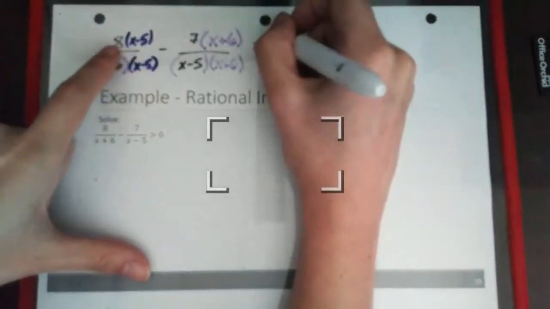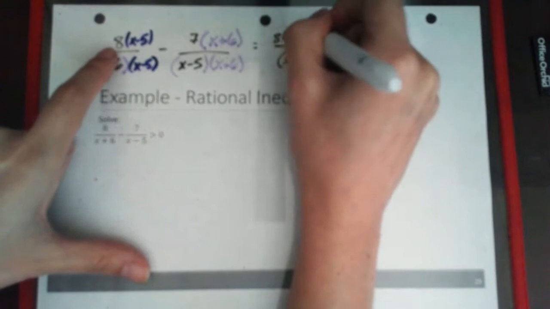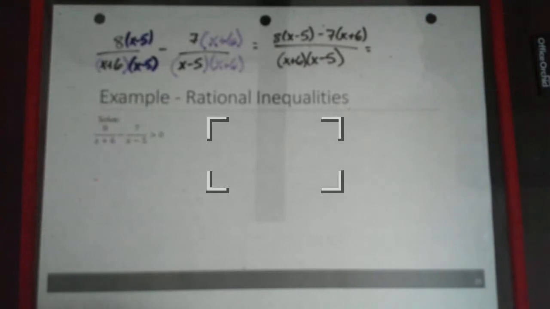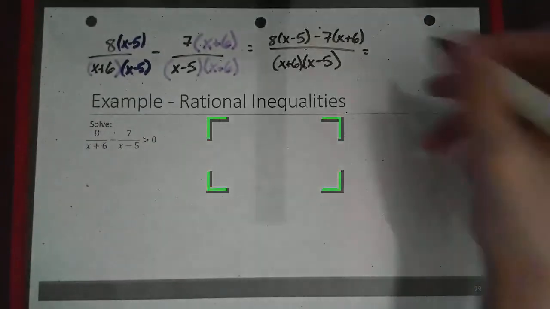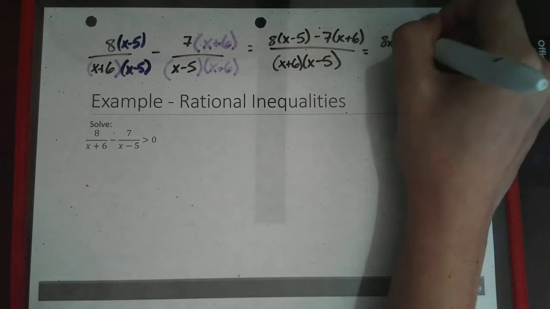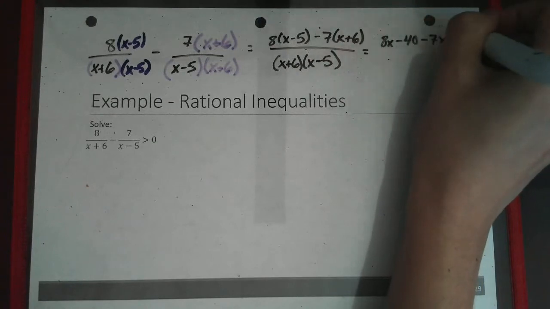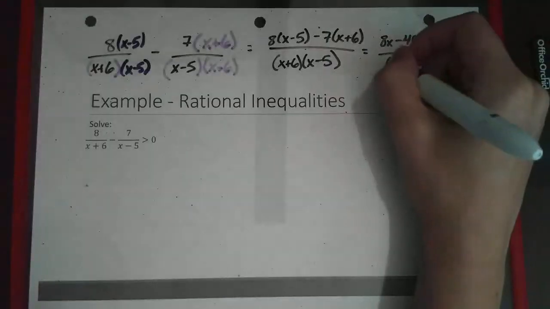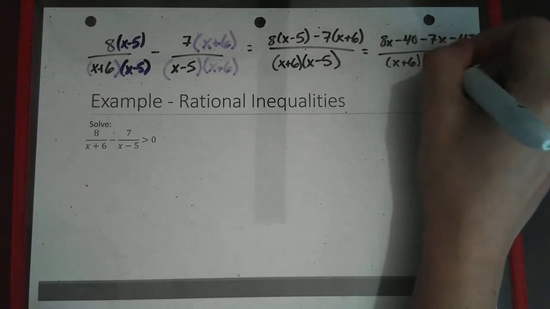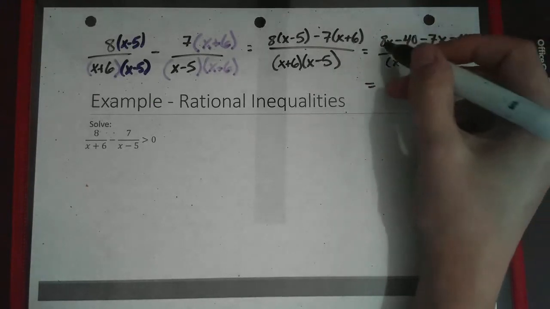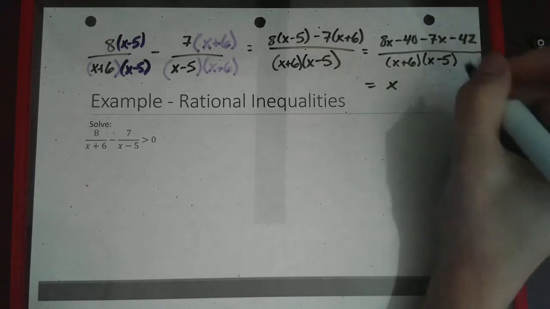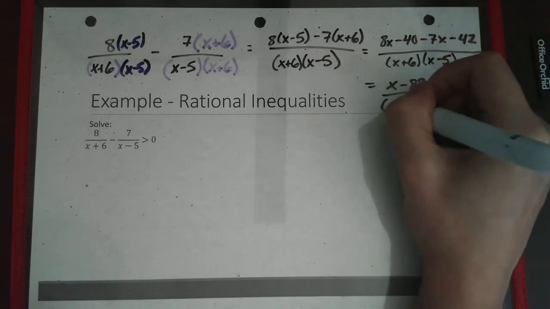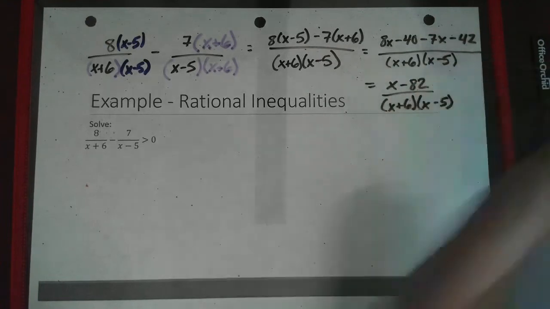Our numerator is 8 times x minus 5 minus 7 times x plus 6. I'm going to distribute through, and then I'll combine my like terms. So we have 8x minus 40 minus 7x minus 42 all over x plus 6, x minus 5. And that's going to simplify. 8x minus 7x is just 1x. And negative 40 minus 42 is a negative 82 all over our x plus 6 times x minus 5.